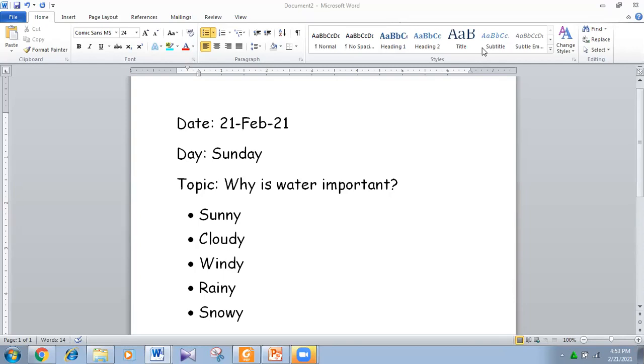First of all, what is sunny? When the sun comes out in the sky, when the weather is hot, we say it is sunny. Cloudy. When the sky is covered with white things called clouds, we say it is cloudy, and the weather is moderate, means not hot, not very cold. It is good weather. Number two, windy. When air is blowing, when wind is blowing, it is called windy.